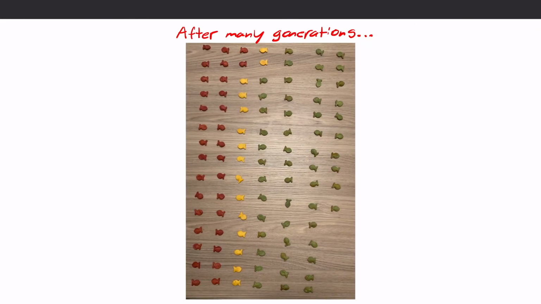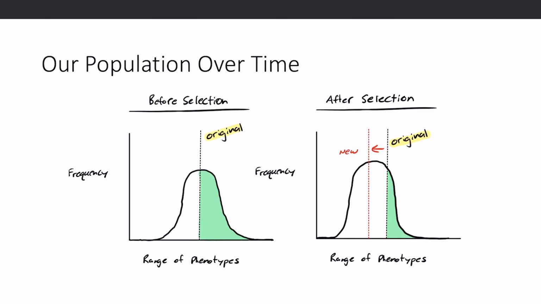And over time, after many generations, we see a large proportion of green goldfish and a smaller number of red and orange goldfish. And this is what our population looks like over time in these graphs, where our population shifts towards the big G allele and shifts away from the little g allele.